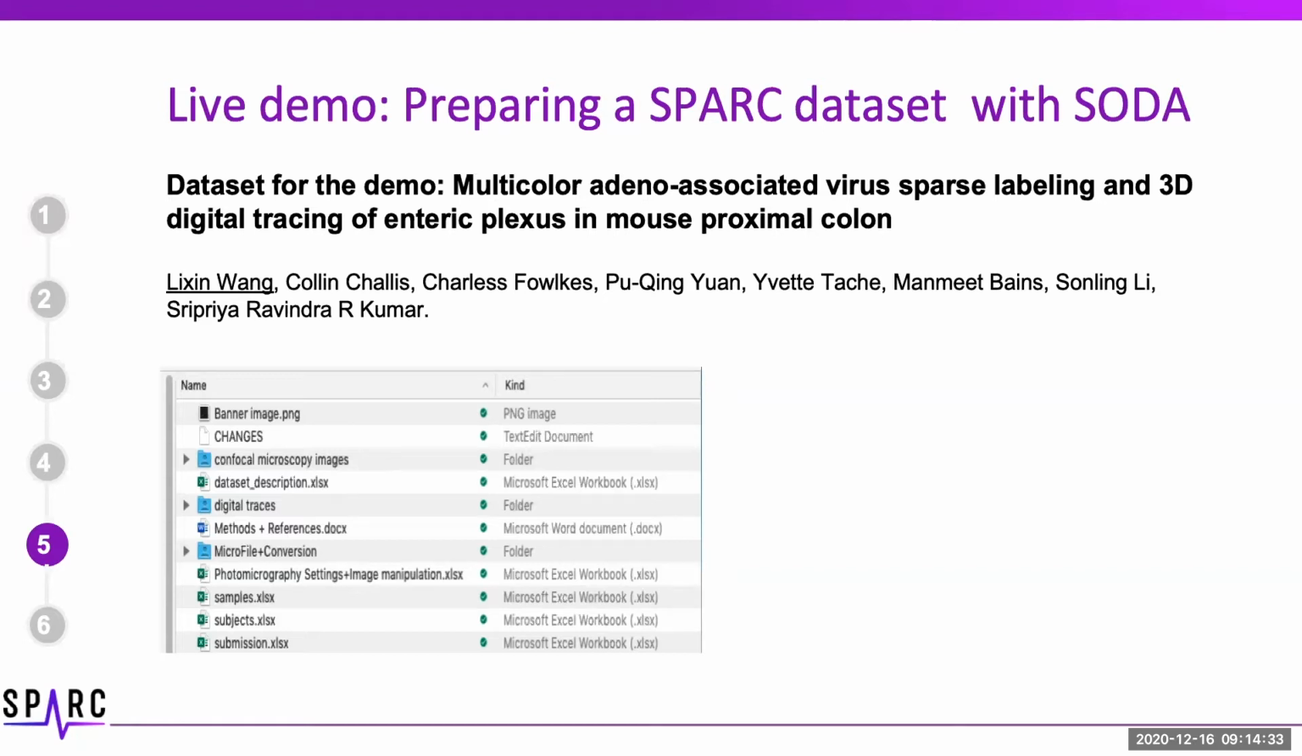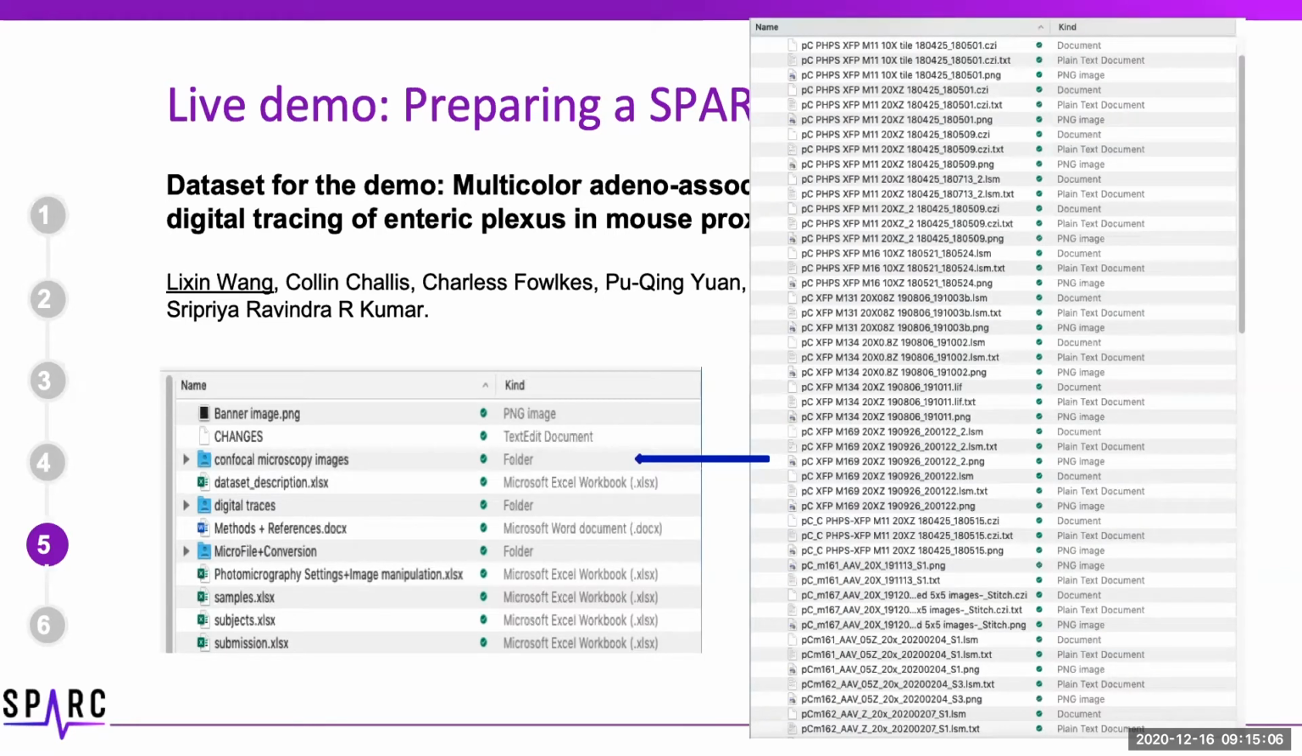The study used vectors to label the enteric plexus in the mouse proximal colon, producing confocal microscopy images and neuron traces that were performed with Neurolucida. And when we look at the structure of the files, mimicking the normal file structure, we will see the source microscopy image formats included in the dataset that are CZI, LSM, and LIF.